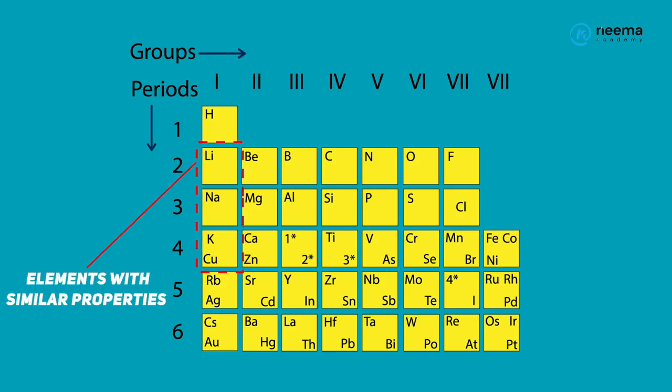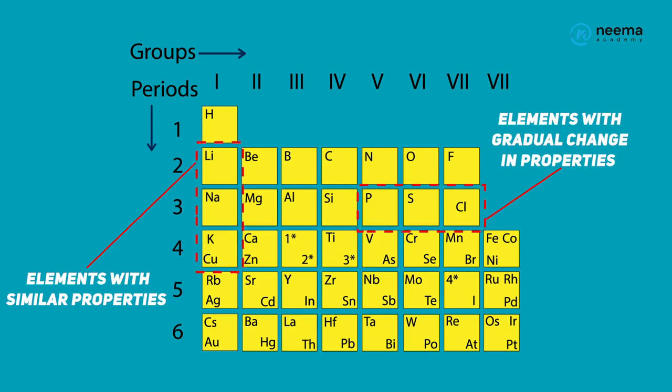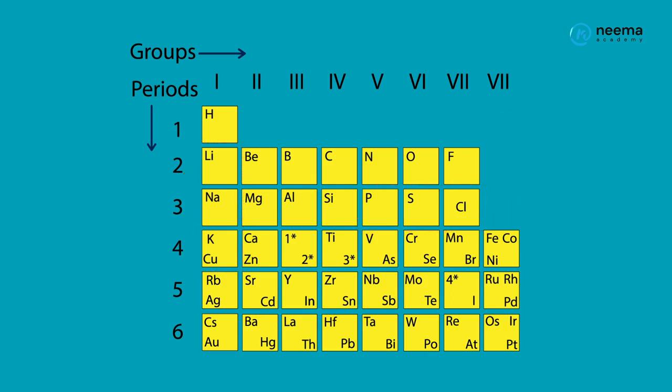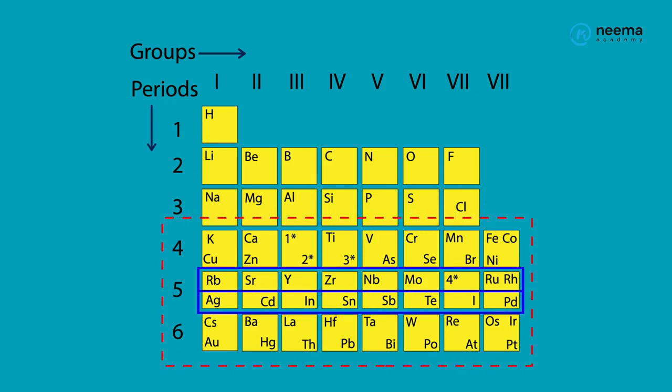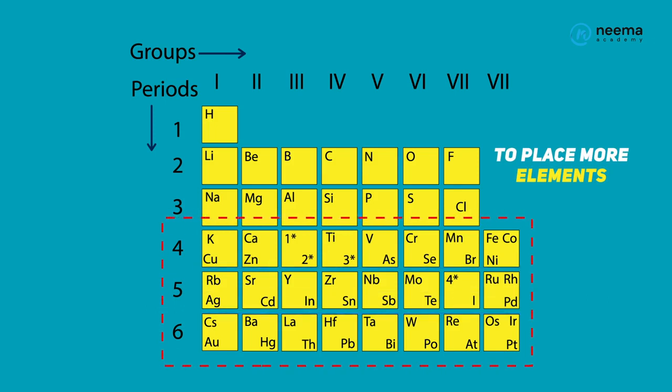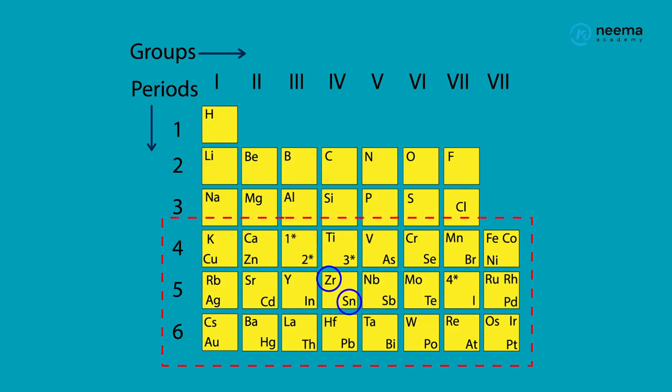Elements with similar properties were in the same group, and elements with gradual change in properties were in the same period. In Mendeleev's periodic table, the periods 4, 5, and 6 were divided into 2 halves to place more elements. Half of the elements were placed in the upper left corner, and half of the elements were placed in the lower right corner of each box.